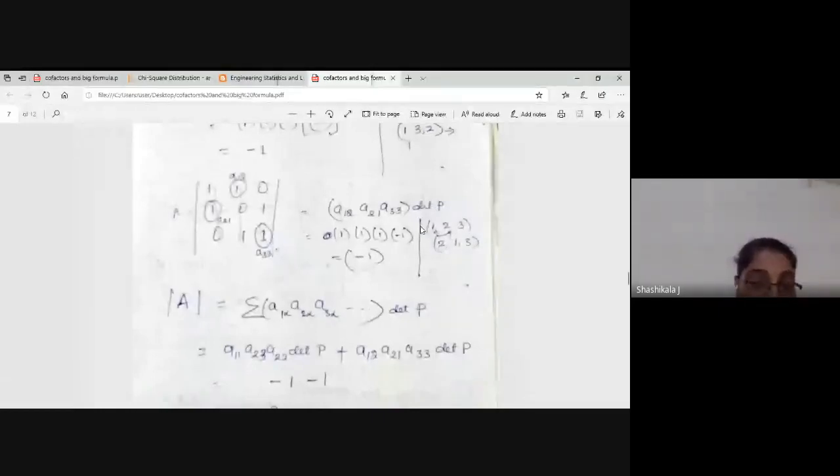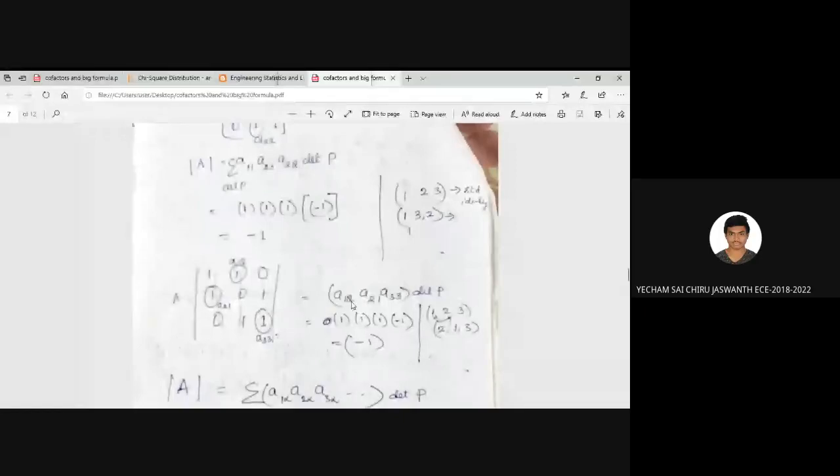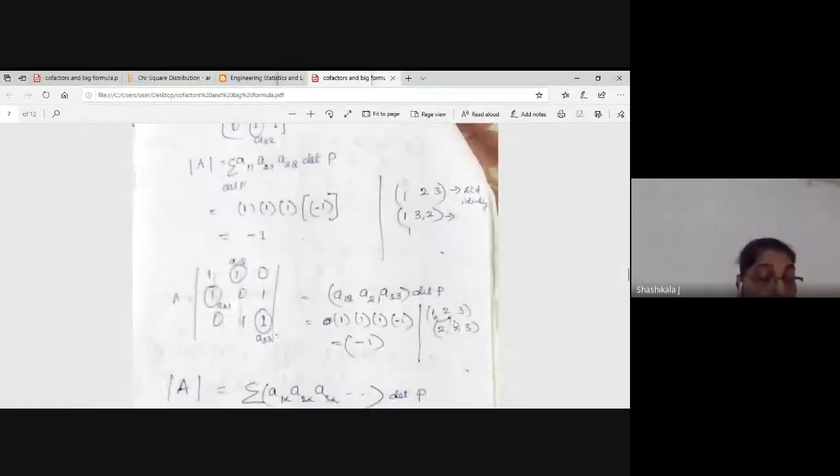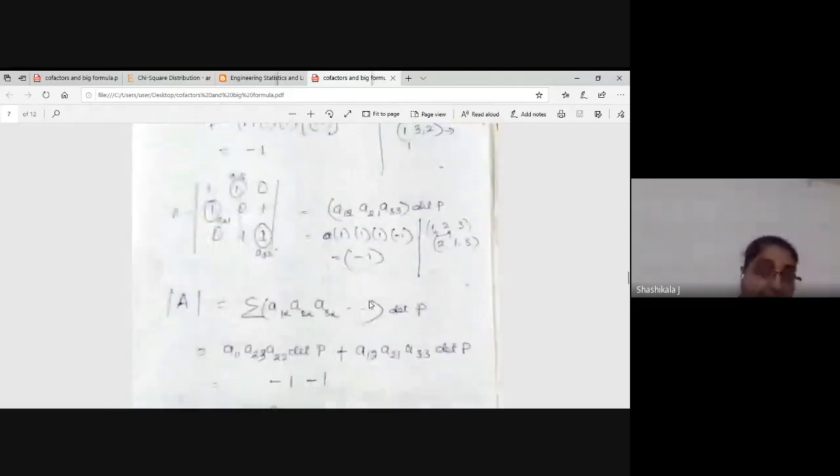Now what are the column numbers? Can you tell me here? Anybody can tell me? Please understand this. What are the column numbers now? 2, 1, 3. Now you have to tell me whether it is an odd number of row exchanges or an even number of row exchanges to get the standard identity, 1, 2, 3, from 2, 1, 3. I will exchange this. There is only an odd number of exchanges. So it is -1.